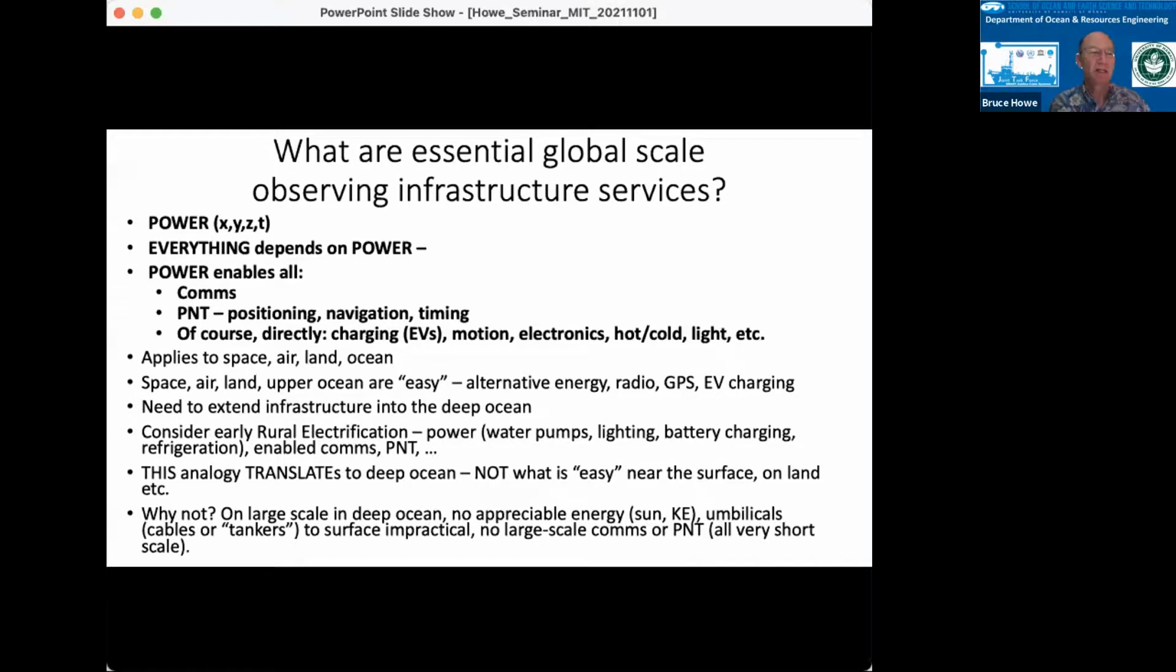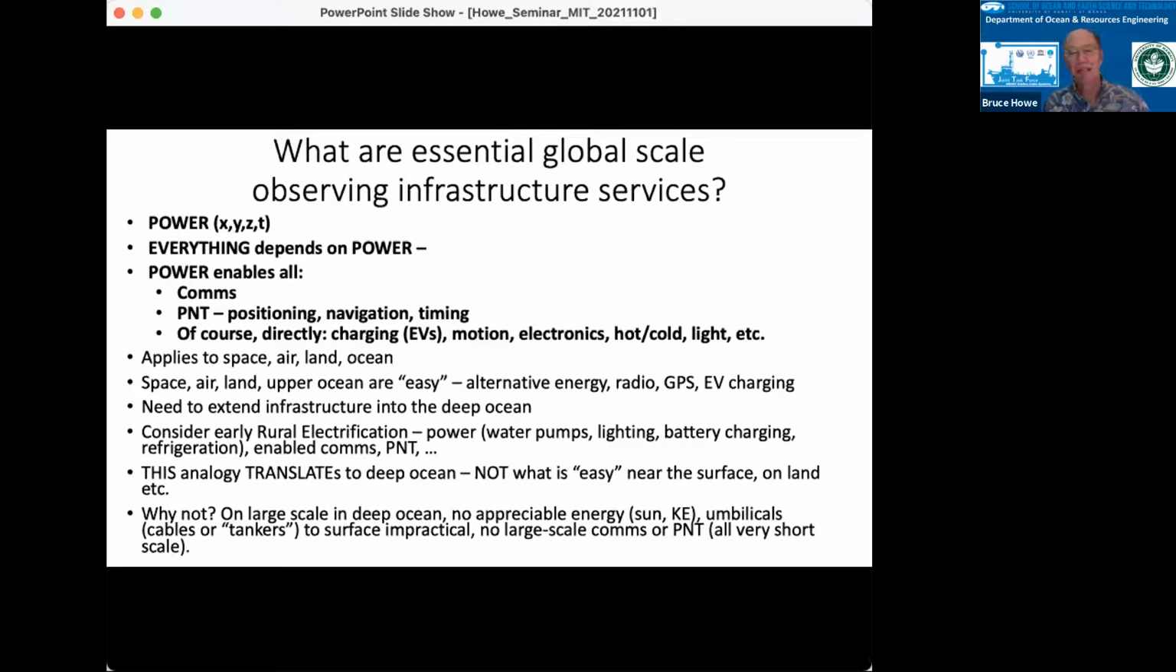And then of course, that enables things like charging electric vehicles, whether they're cars on land or AUVs in the water. It enables motion basically, and then obviously electronics, and then wherever you want to heat things or cool things, and provide light for video, for instance, power is needed. And in many of these cases, it's substantial power. And again, these ideas apply to space, air, land, ocean, irrespectively.